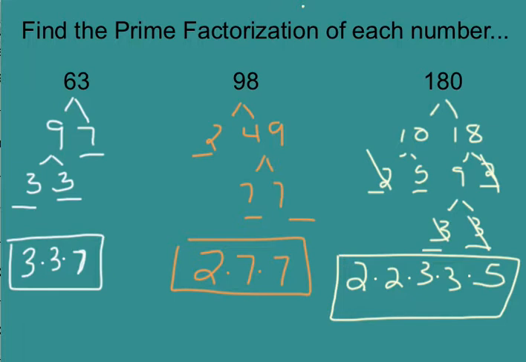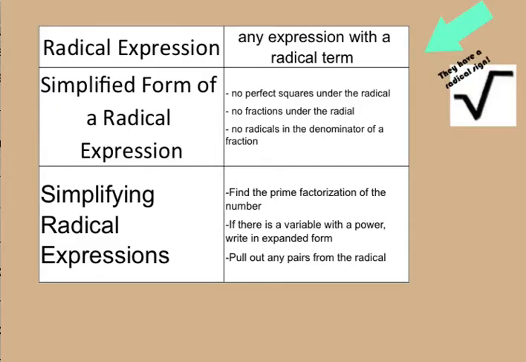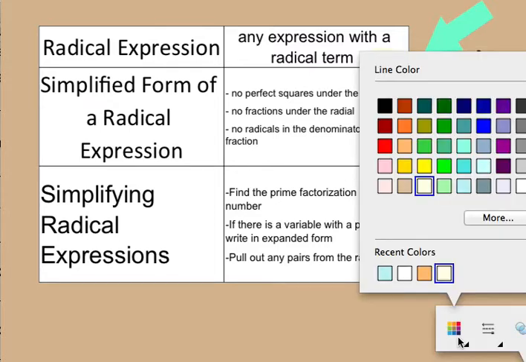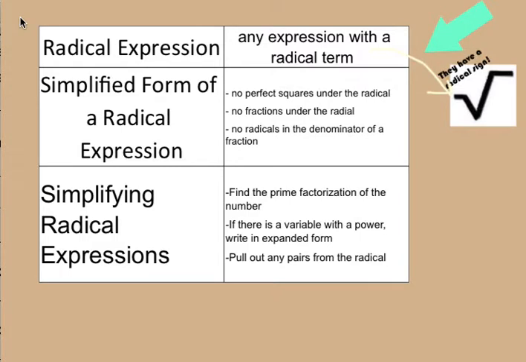So how does this help us with radical expressions? Let's go ahead and take a look at that. A radical expression is any expression with a radical term. That's a radical right there. When I say radical, that's what I'm talking about. It's a square root sign. Simplified form of the radical: there are no perfect squares underneath the radical, no fractions underneath the radical, and no radicals in the denominator. Those are good forms. So when you think you're done simplifying a problem, that's a good check to go through. Are all of those true? If they're not, then you still have more simplifying to do.